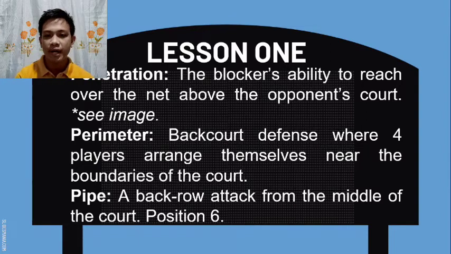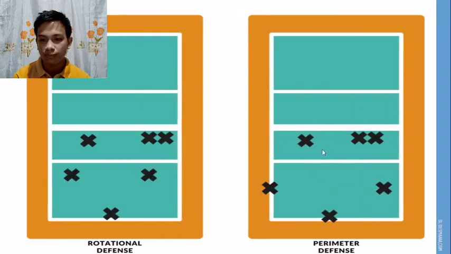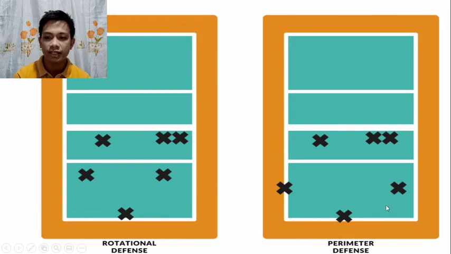Next, perimeter, backcourt defense, where 4 players arrange themselves near the boundaries of the court. So, ayan na yung picture. Ayan yung defense nila. Itong 4.